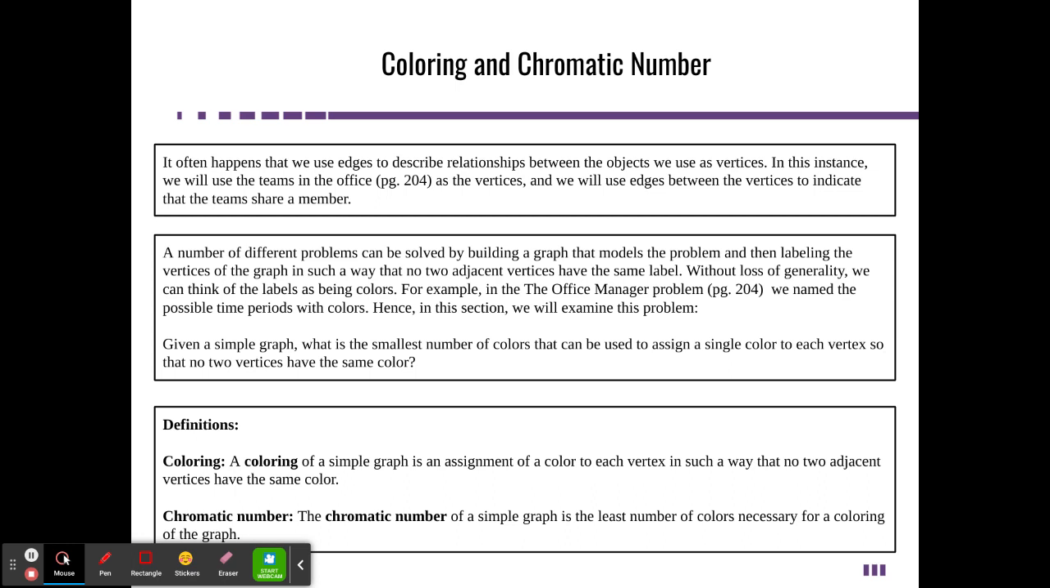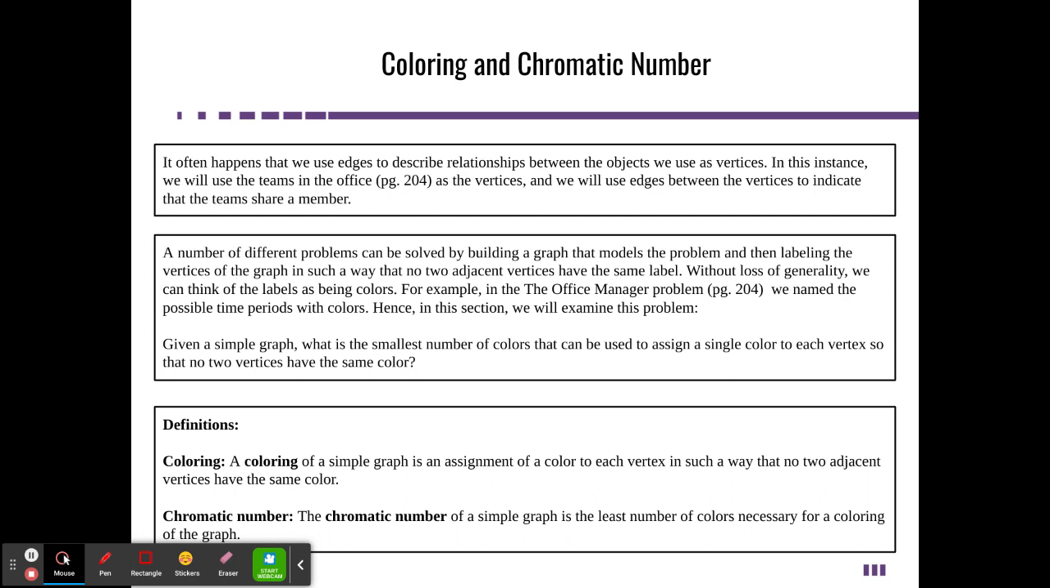In this instance, we will use the teams in the office, a problem that was discussed on page 204, as the vertices, and we'll use the edges between the vertices to indicate that the teams share a member. So in this particular situation, we're kind of flipping that around a little bit. Just giving you a heads up on that thought process. You're like, wait a second, in the past we had these relationships.